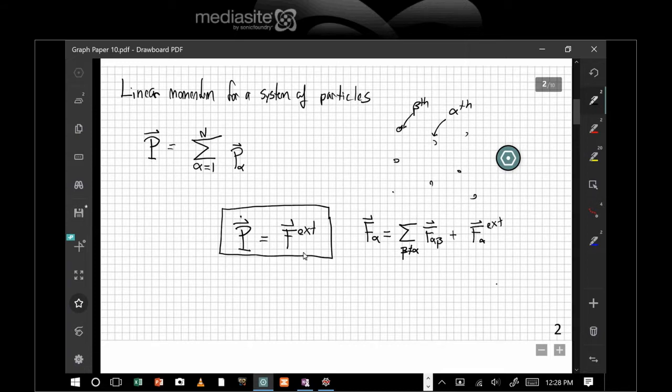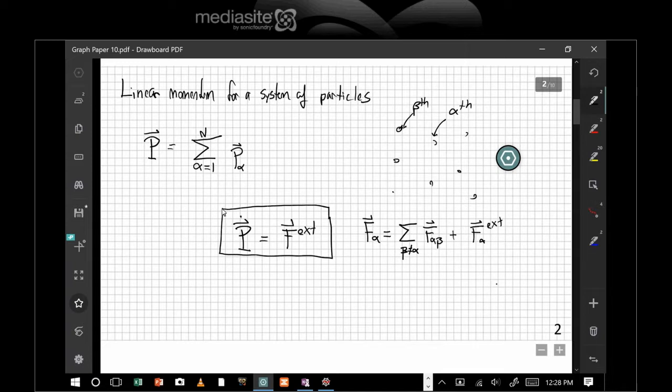Now, the important thing about this is, notice that here I have a sum of internal forces, and here I have a sum of external forces. Notice that in this final result, which we'll derive in class and which is also in the book, there are no internal forces. So what happened to the internal forces? Well, the internal forces all add up to 0 because of Newton's third law.